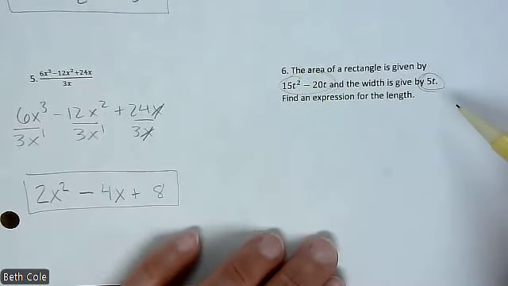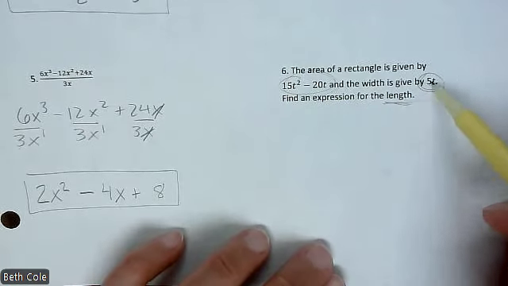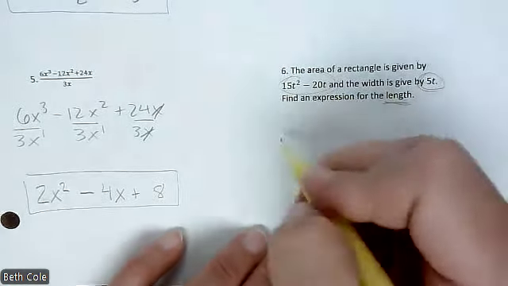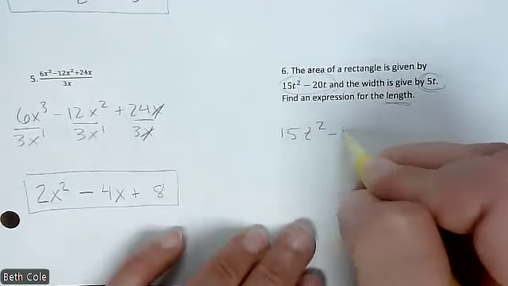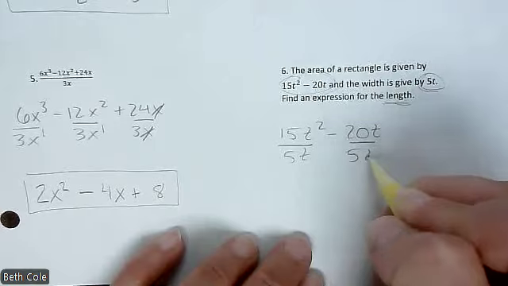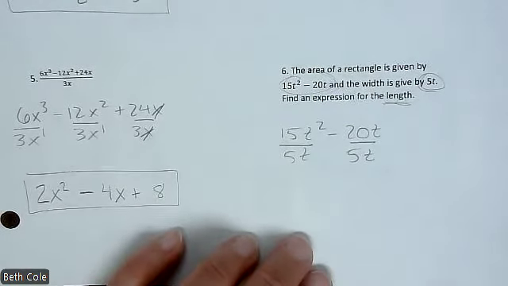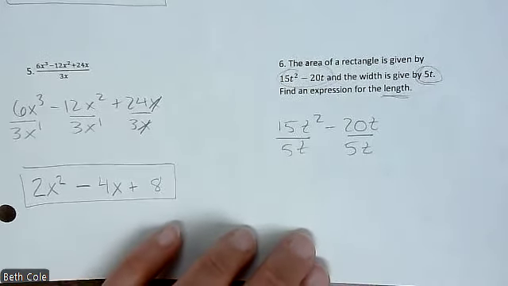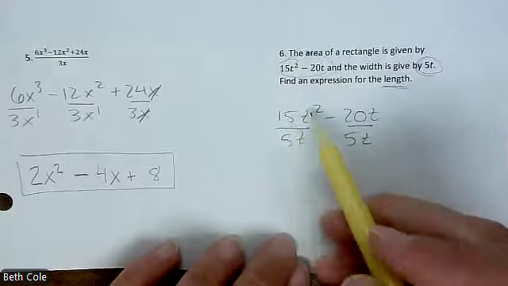The width is given by 5t. Find the length. Well, if you do length times width, you'll get the area. We're kind of just doing that backwards. If you take the area and divide by the width, then you're going to get the length. Just one side times the other gives you the area of a rectangle is basically what that is.